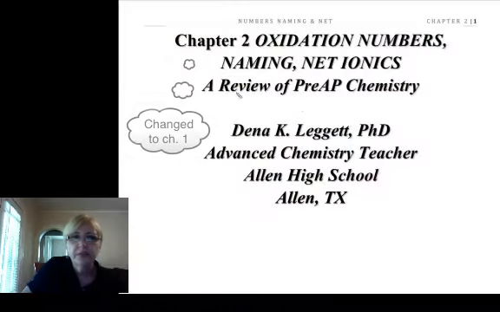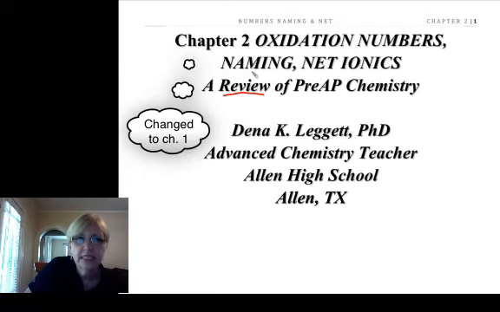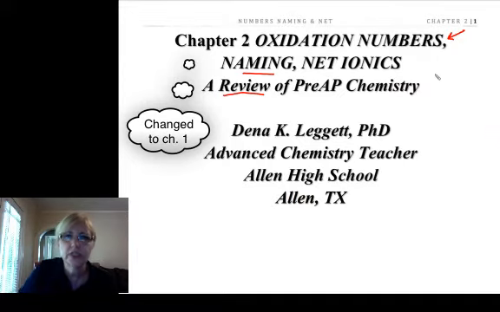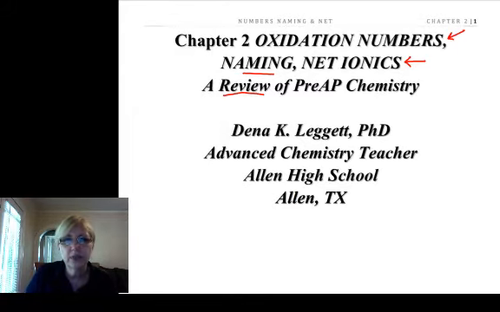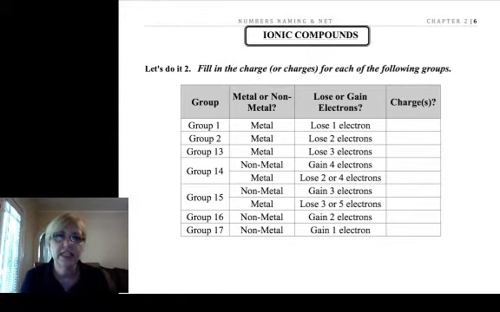We're going to be doing a bit of a review in this unit, especially the naming part is a review. Most of what we're going to talk about with oxidation numbers is new, and then I'm going to teach you how to do net ionic reactions. And that's all relatively new information. And then we will actually start predicting reactions towards the end of this unit. So let's go ahead and get started on this unit.